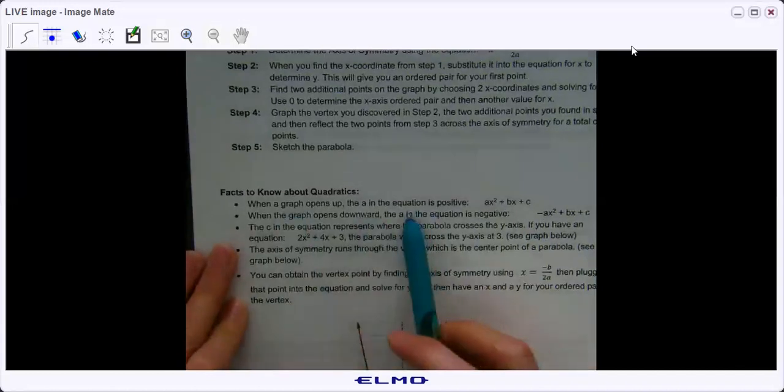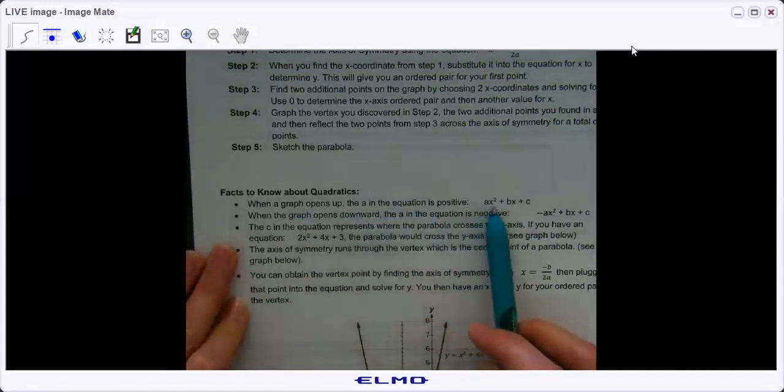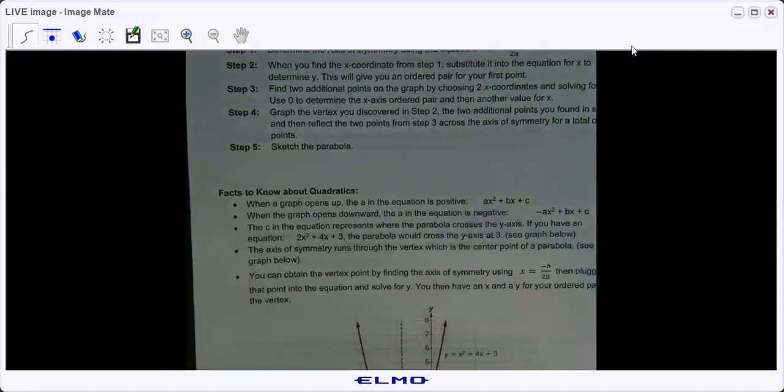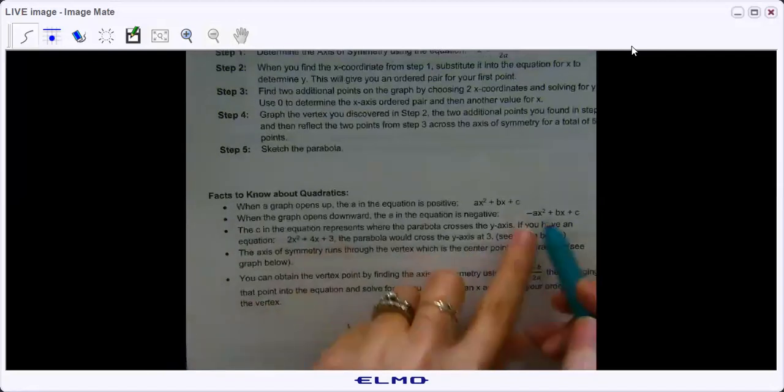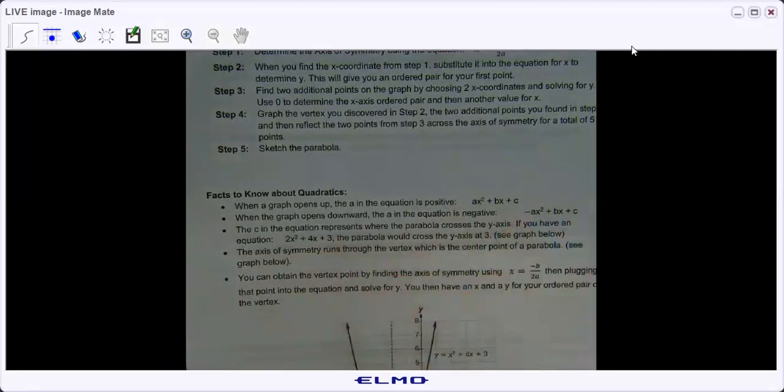When a graph opens up, it'll read with a positive a. Okay, so your parabola will open up like this. If it has a negative in front of the a, you know your parabola is going to open down. So that's really it: if you have a positive a, it opens up. If you have a negative a, it's going to open down.